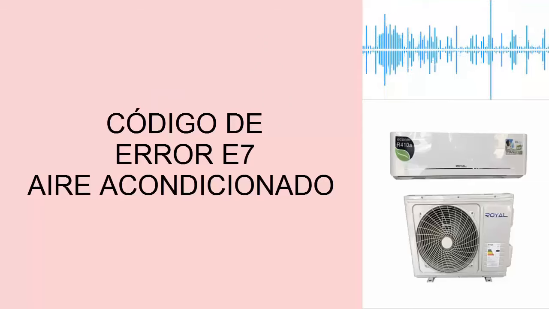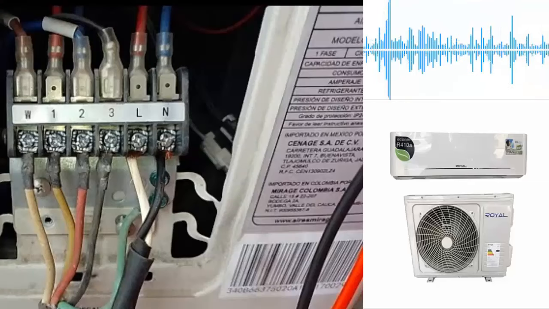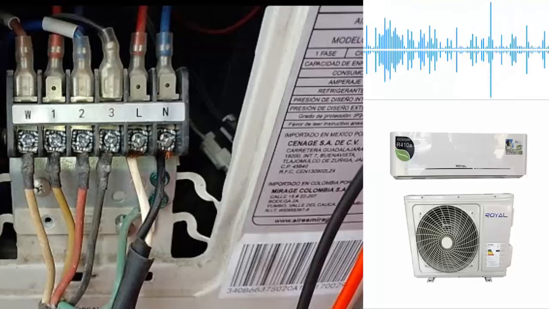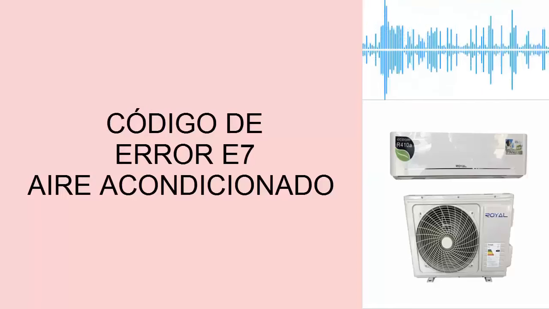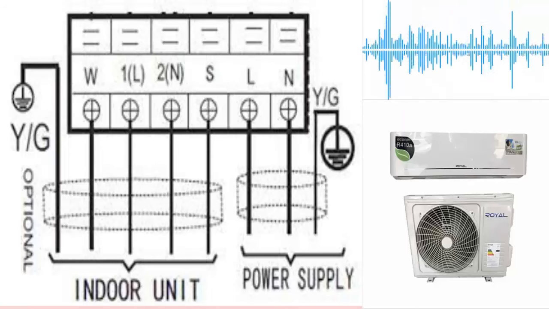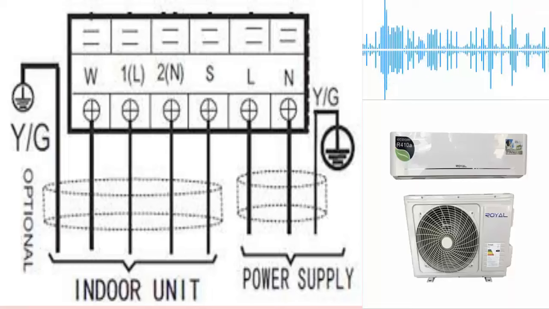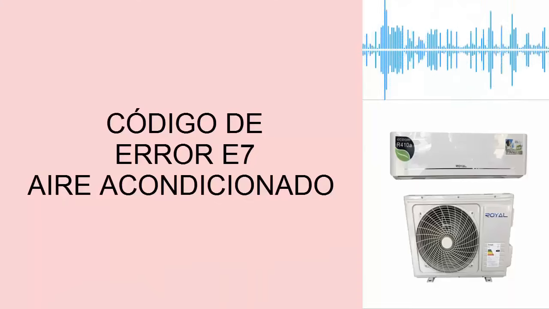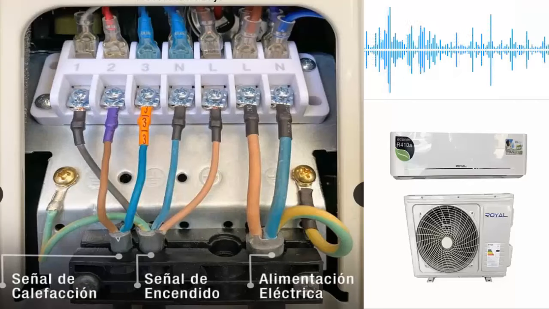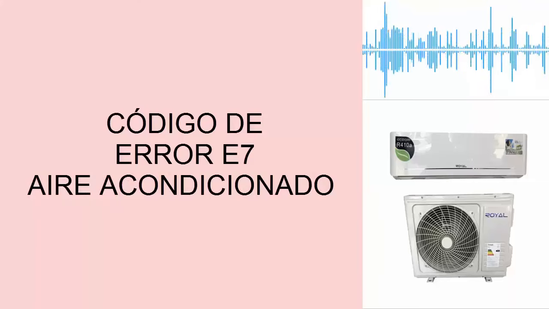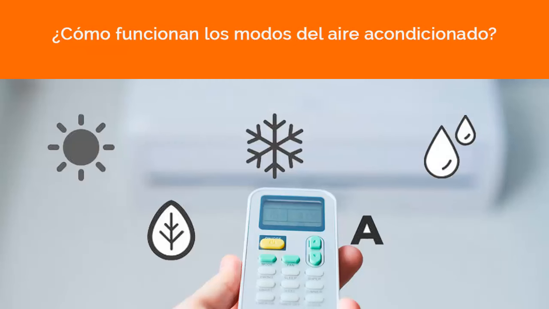A. Check the communication between the terminals of the indoor unit and the outdoor unit. B. Verify the electrically connected cables from the inside to the outside. C. Check if the communication or signal cable is disconnected or damaged. D. Set it to a mode, either cooling or heating.